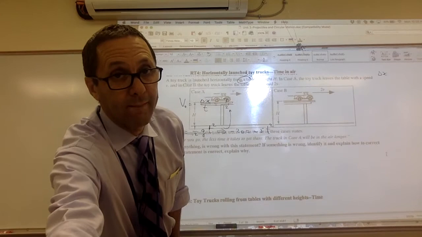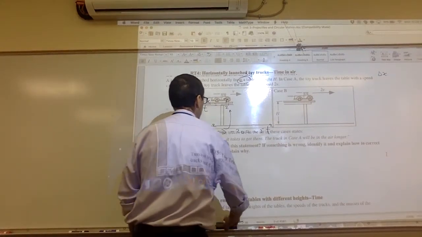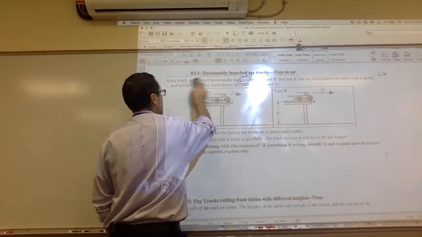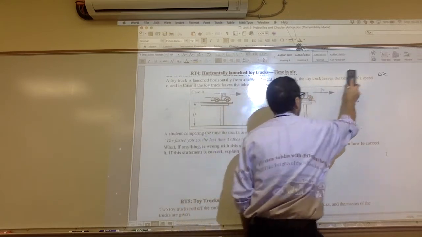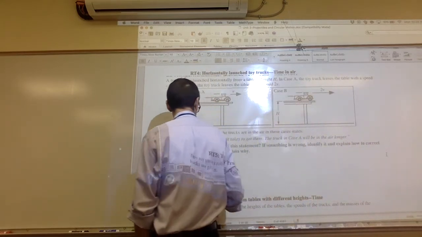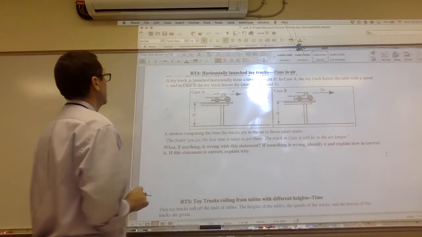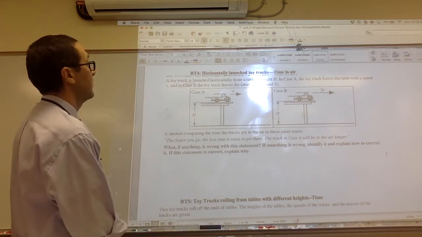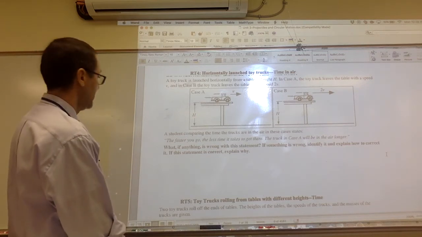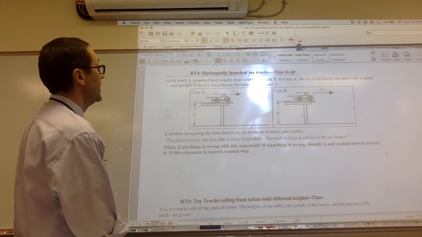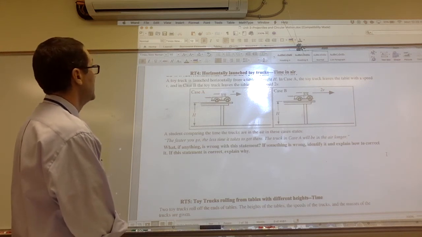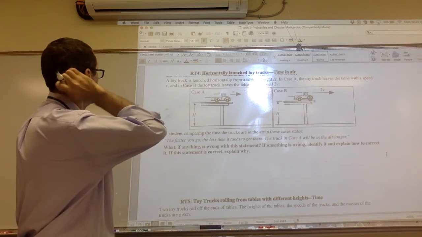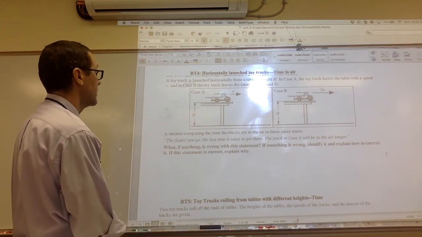All right, let's look at this problem here. And maybe I'll just explain this. And you can write the explanation, what it says to explain. A toy truck is launched horizontally from a table of height h. In case A, the toy truck leaves this table with a speed of v. And in case B, the toy truck leaves the table with 2v. Okay, so this is a statement we have to figure out whether it's right or wrong.